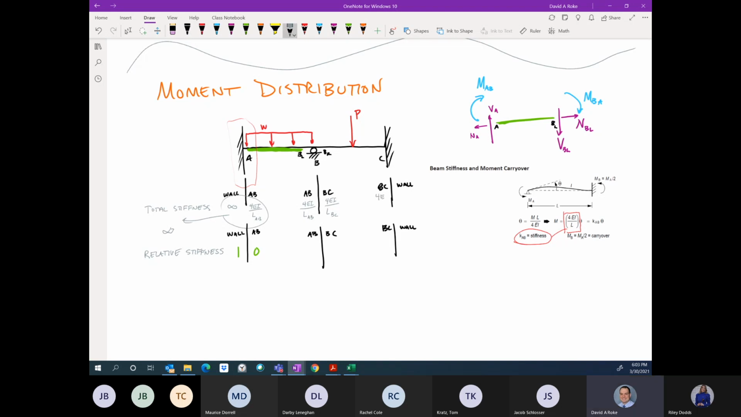At BC, I have stiffness 4EI over the length of BC. At the wall, I have infinity. Relative stiffnesses are going to be 0 and 1. And AB and BC are dependent on a whole bunch of things. Let's just say, for argument's sake, it's half and half.